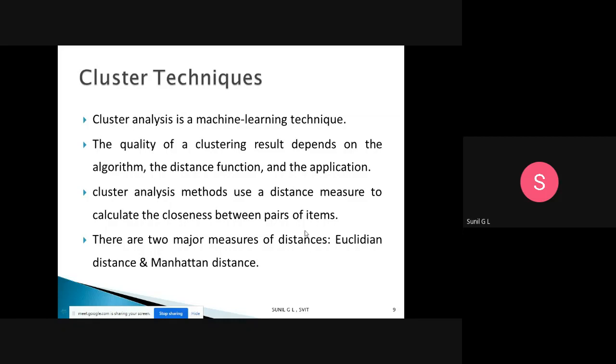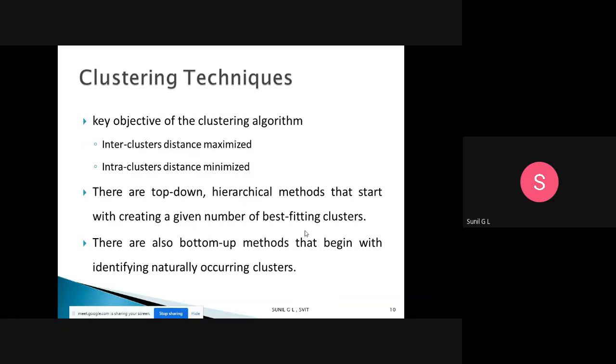You can use anything, both are the same. But usually we use Euclidean distance. We will discuss that one. We will take one cluster example and discuss how we calculate the distance, all those things. Then the clustering technique.